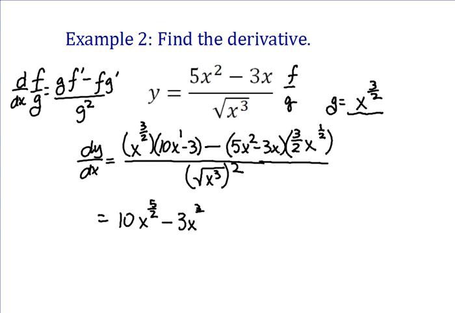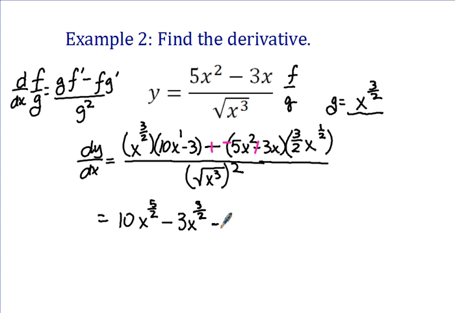Let me rewrite that again so you can see it. This minus, we need to distribute again. I'm going to change colors and go ahead and distribute it. Make the 5x squared negative. Make the minus 3x a plus. And I'm distributing 3 halves x to the 1 half to both of these terms.